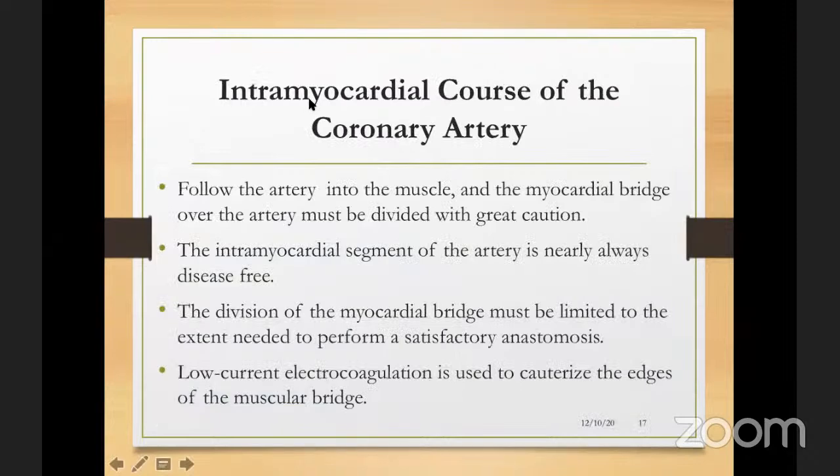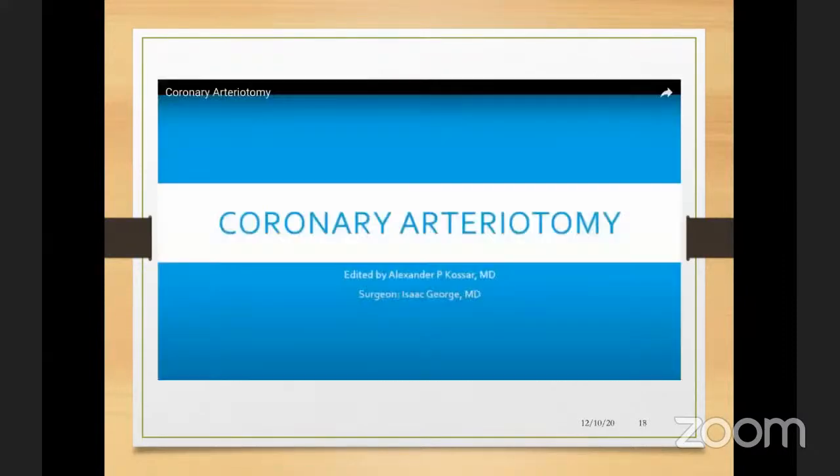If you have an intramyocardial course of the coronary artery, you should follow the artery into the muscle, and the myocardial bridge over the artery must be divided with great caution. The intramyocardial segment rarely has disease, and the division of the myocardial bridge must be limited to the extent that's needed to perform a satisfactory anastomosis. To cauterize the edge of the muscle bridge, low-current electrocautery should be used. This is a video that will show the coronary arteriotomy, how it's done.